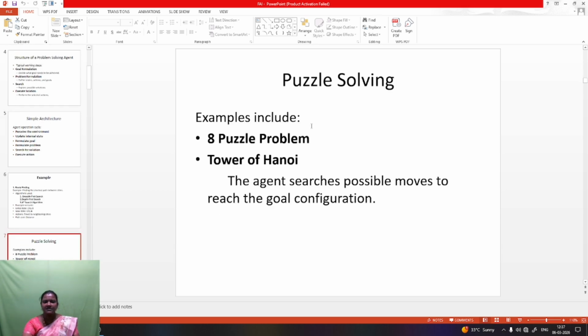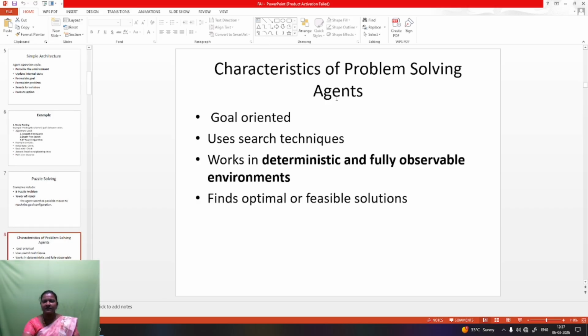Puzzle solving. Examples include the 8 puzzle problem and Tower of Hanoi. The agent searches possible moves to reach the goal configuration. Characteristics of problem solving agents: goal oriented, uses search techniques, works in deterministic and fully observable environments, finds optimal and feasible solutions. The first one is goal oriented. Goal oriented means the search mainly involves the goal. Here we have to find the goal through various nodes.